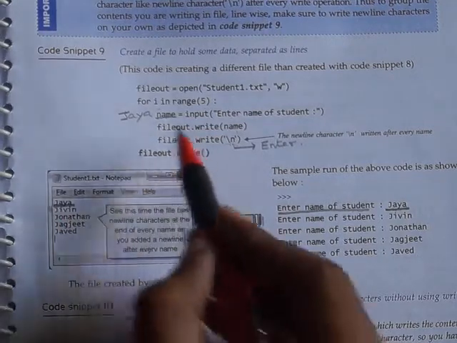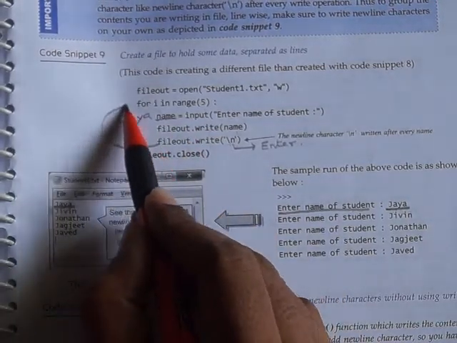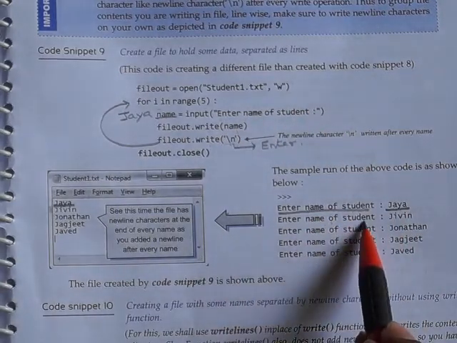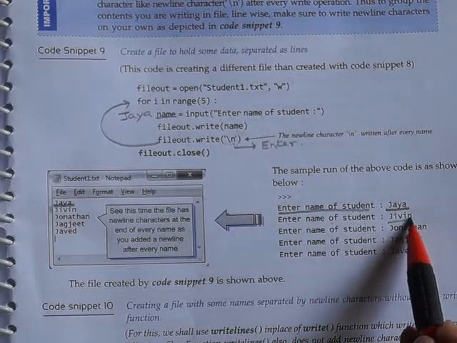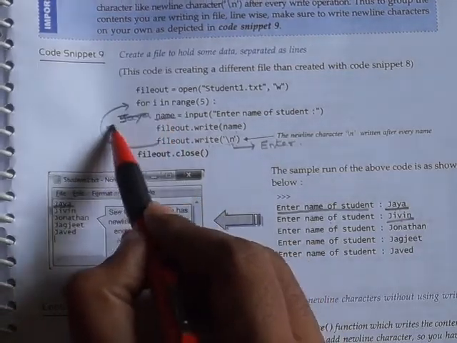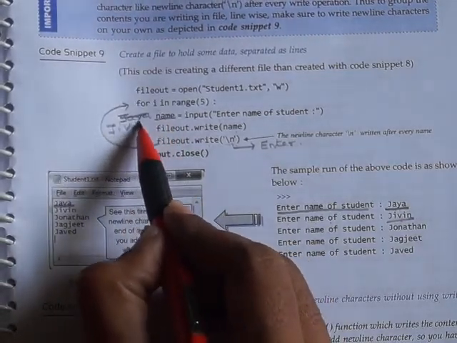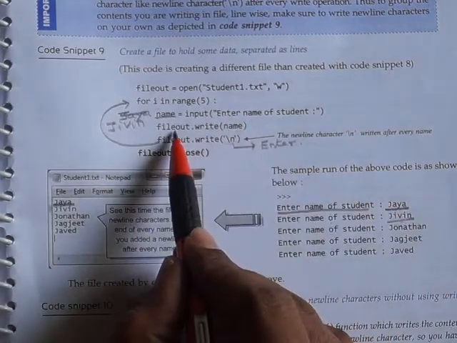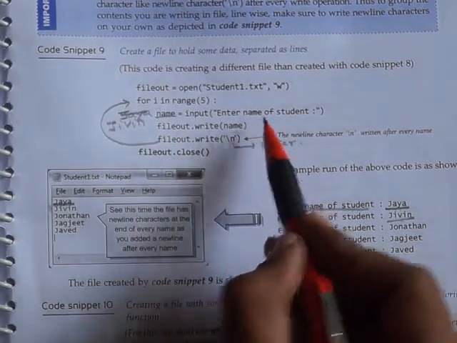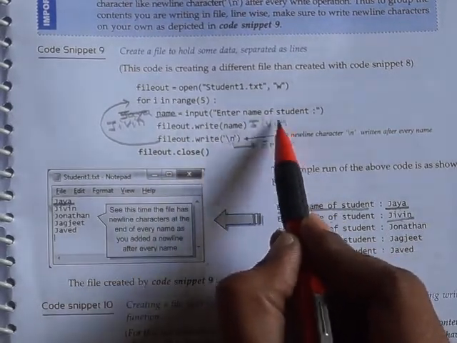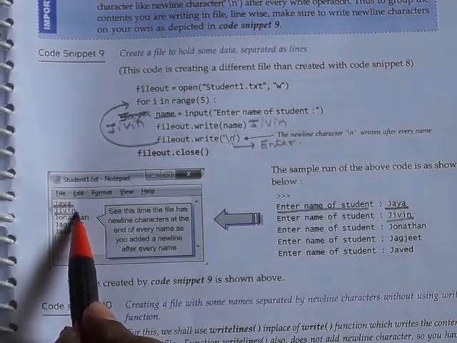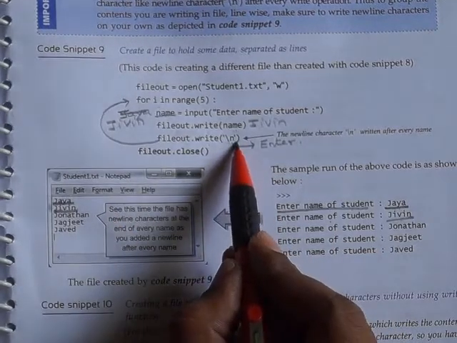Okay, done. Then it will go for the next for loop. Once again the name of the student will be entered. You are giving the name Jivin. That Jivin will be saved in the name. What's the name value? Jivin. Then in the student1.text we are going to write the name Jivin. So in the next line only this Jivin will be printed. Why? Because you used \n here.